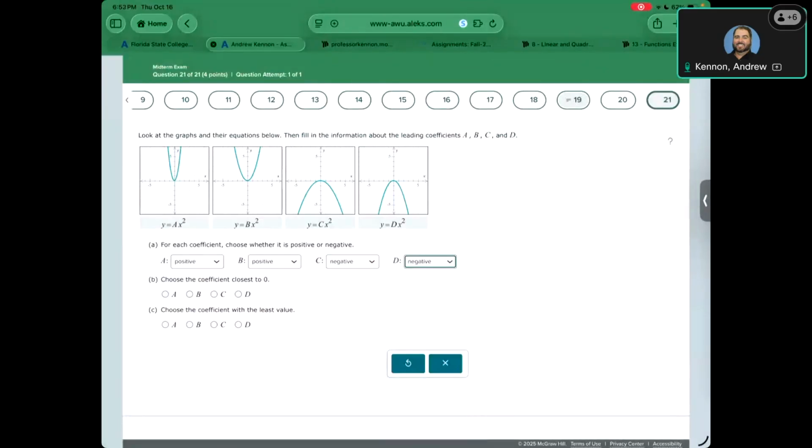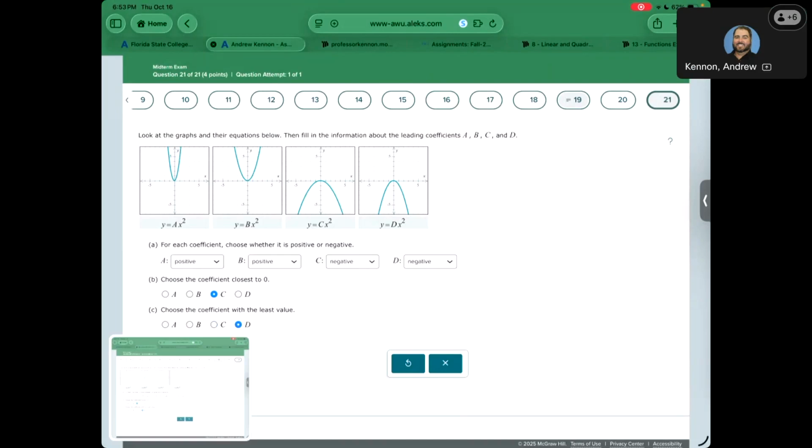The coefficient closest to 0. Let me go ahead and get this answer. They didn't do the one that I wanted it to do. I think both of those are C. No, that's D. Okay.